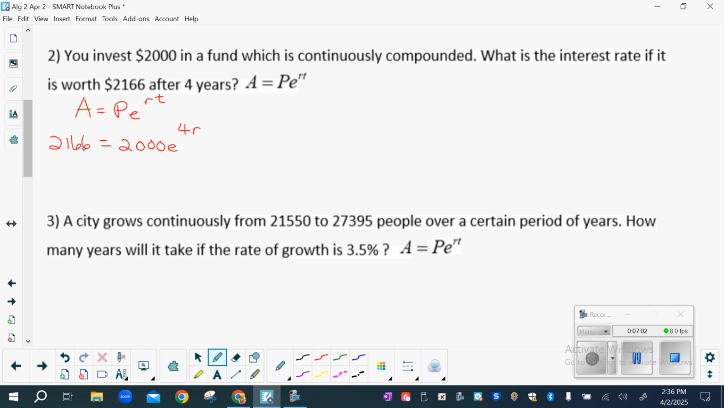Thank you. Nice job. So this group here, tell me what we would do next to solve this. Good. We want to divide by 2,000. We have to get this here by itself because we can't get to that exponent until we get the e to the 4r by itself. Okay, so we first divide by 2,000.